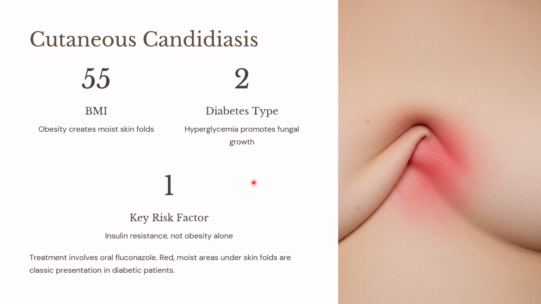Now how will you treat the patient? As I already told you, for candidiasis the azoles are the main treatment. Whether you give oral or topical, how do you decide? Since the major risk factor is hyperglycemia, the treatment involves oral fluconazole. Topical alone will not be sufficient. Therefore, you need to treat with oral fluconazole. Generally, for any candidiasis, oral fluconazole is the treatment.